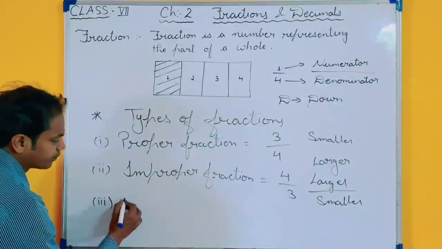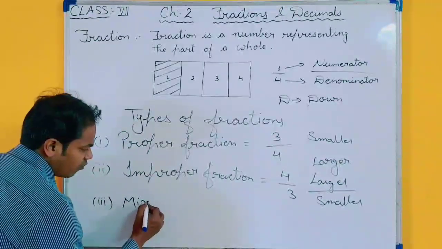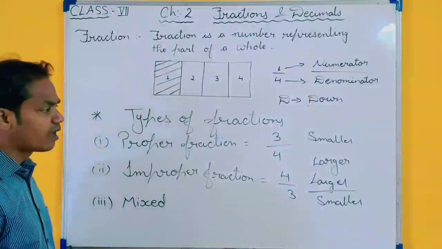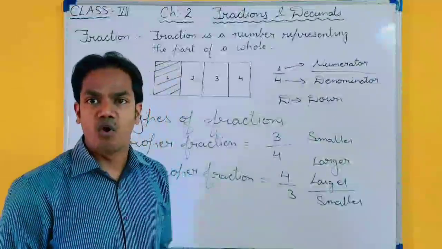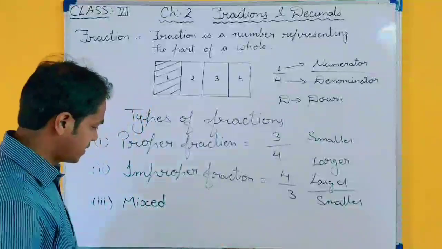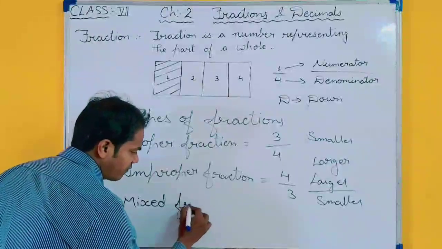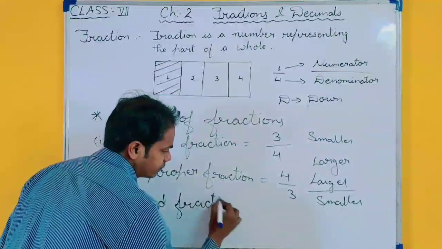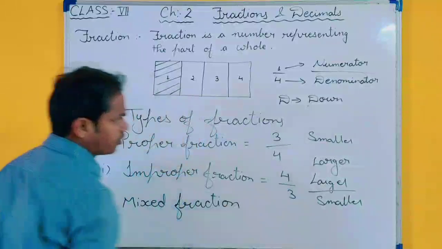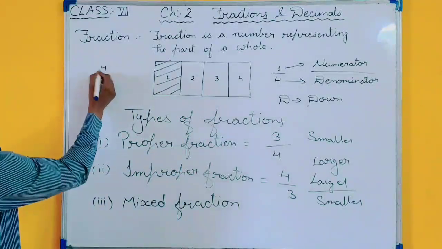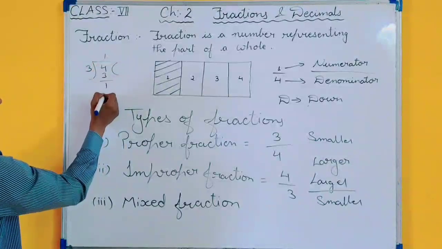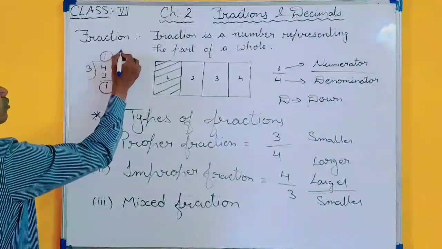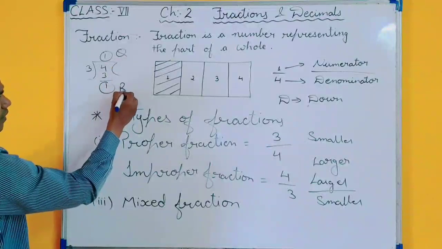Now third one is mixed fraction. What is mixed fraction? When your improper fraction can be written as a whole and a part, it is known as mixed fraction. How? I will explain. Suppose I take this 4 upon 3. When I divide 4 by 3, 3 ones are 3 and remainder 1. This is your quotient and this is your remainder.